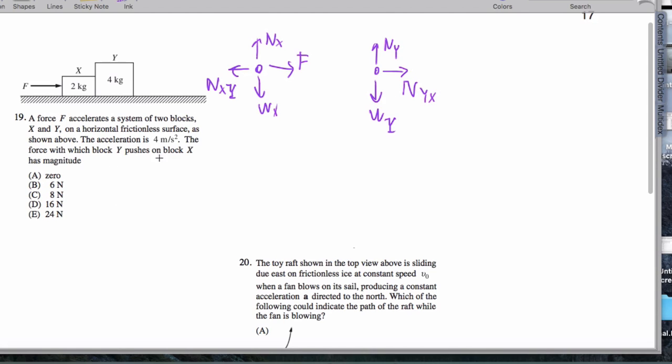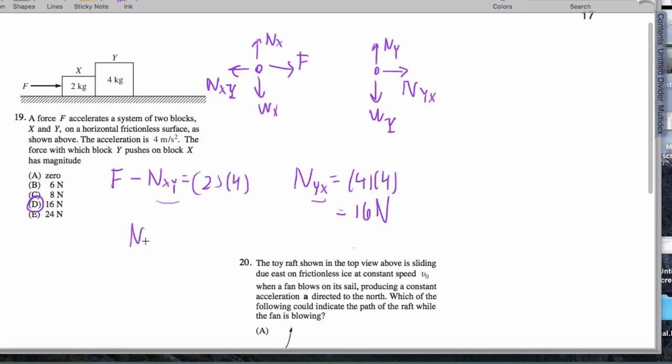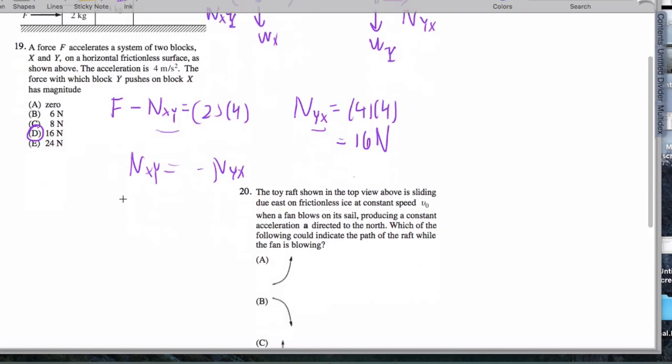Let's just set up a couple things. The acceleration is 4 meters per second squared. So we know that F minus the normal on X due to Y is going to be 2 kilograms times 4. And then we also know the normal on Y due to X is what makes Y accelerate. That's going to be 4 times 4. So I'm getting 16 newtons here for NYX. And that's the force with which Y is pushed by X. So by Newton's third law, NXY equals negative NYX. So we get a 16 newton force.